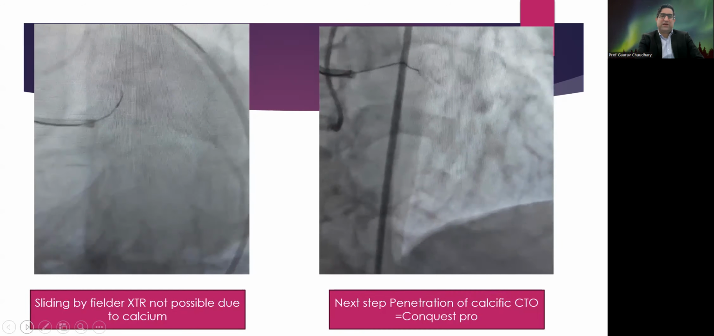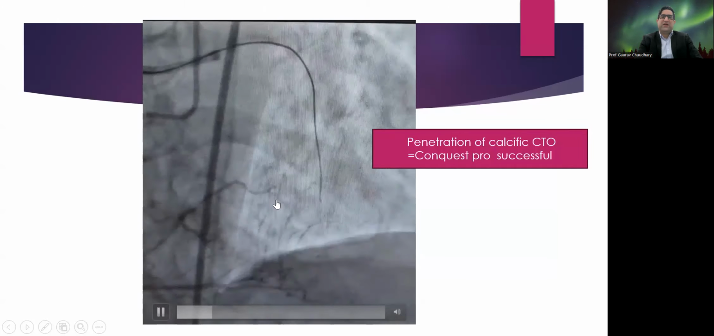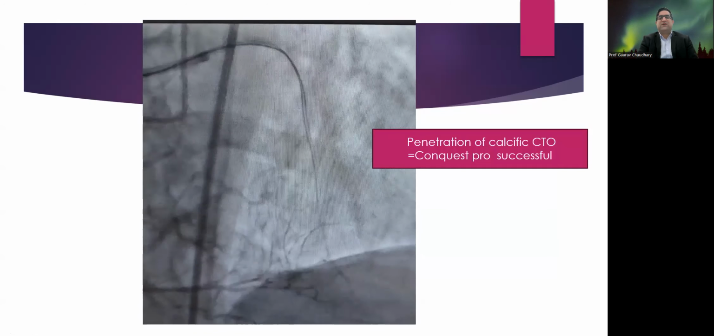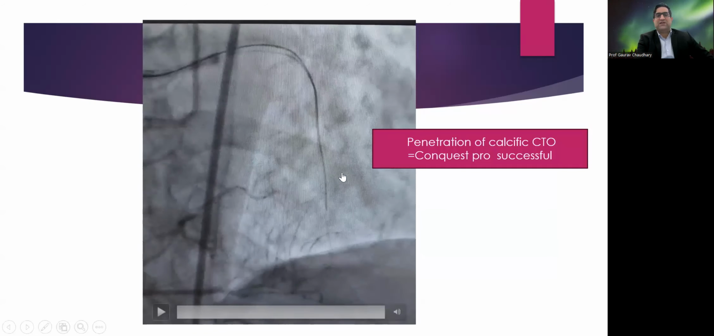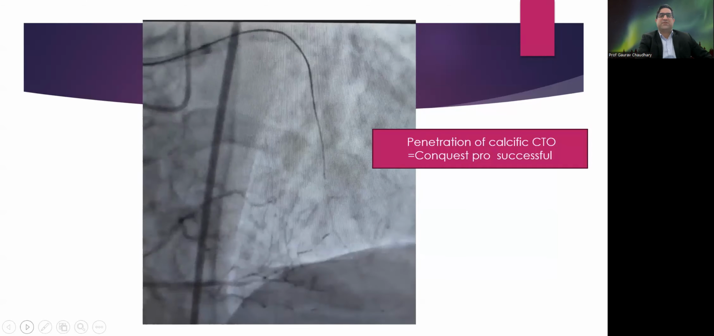So in this particular case, we took the help of the Conquest Pro wire, and with the help of the contralateral injection from the RCA, we confirmed the position of this wire, whether it was in lumen or not, in two orthogonal views. And it was in the lumen, it was pre-dilated with very small balloons. And after that, we downgraded this and we completed the procedure.